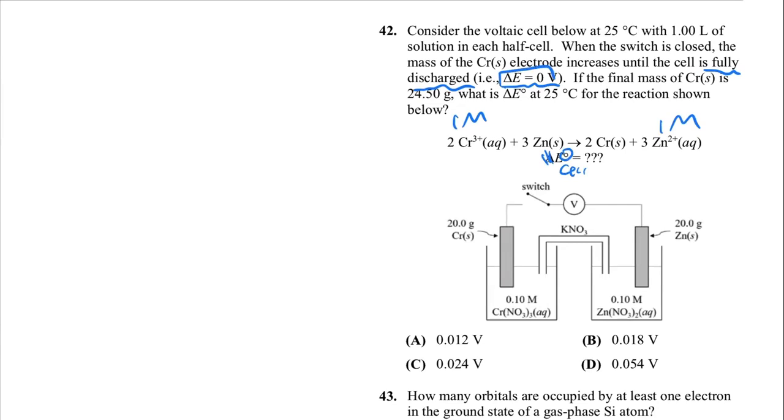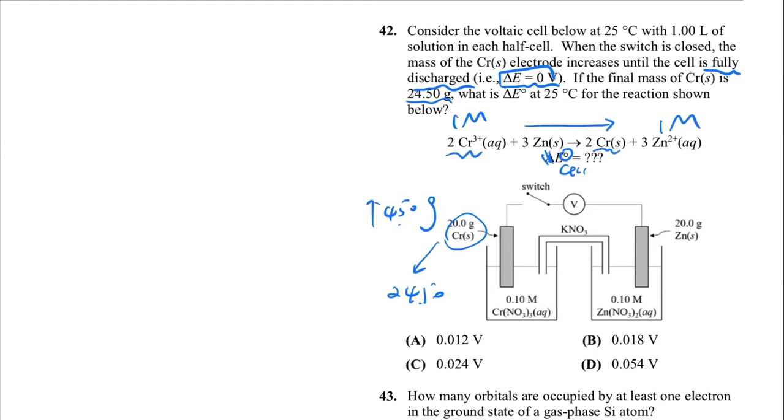So when the cell is fully discharged, that means the reaction is at equilibrium. The delta E is 0. The delta G is also 0, right? And then at this moment, the final mass of the chromium changed from 20 to 24.0, increased by 4.50 grams, which means the reaction goes to the right side. We change Cr3+ into chromium.